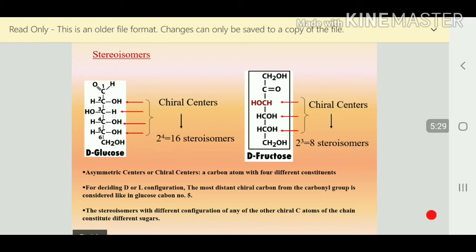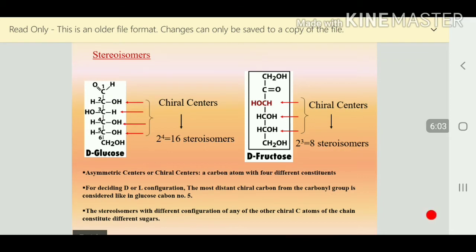Here, how many carbon atoms are asymmetric? They are shown with red arrows. Carbon numbers 2, 3, 4 and 5 are asymmetric carbon atoms, meaning chiral centers in which the carbon is attached to 4 different types of groups. Hence it is asymmetric, and since 4 asymmetric carbons are present, there are 16 stereoisomers possible.